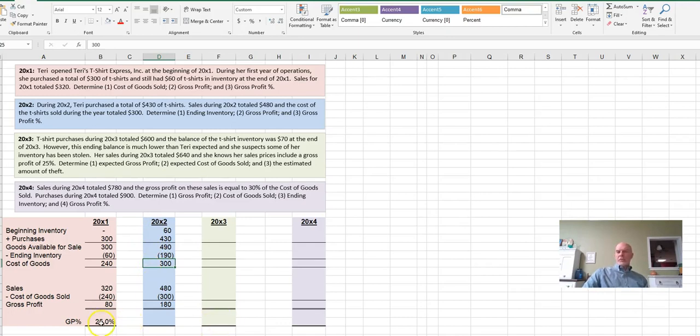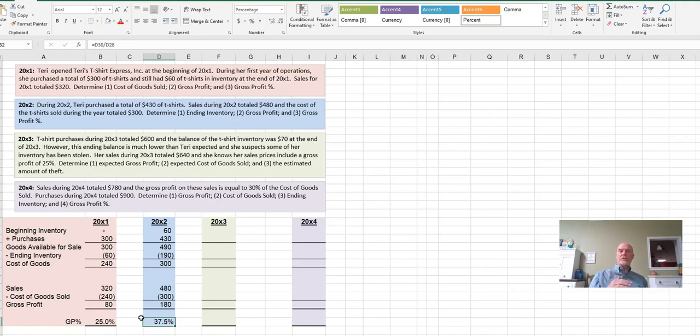Finally, the gross profit percentage, remember, is equal to our gross profit of 180 divided by our sales of 480, and our gross profit percentage is 37.5%. So think about this a second. In the first year, our gross profit was 25% of sales. In the second year, it's 37.5%. What could cause that to happen?